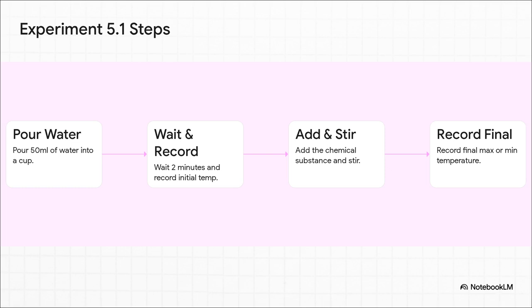Then, for step 3, you add your chemical, like sodium hydroxide or ammonium chloride. Give it a stir, and for step 4, just watch that thermometer. If you hit a maximum temperature peak, heat exited, so it's exothermic. If you see a minimum temperature drop, heat entered, making it endothermic.